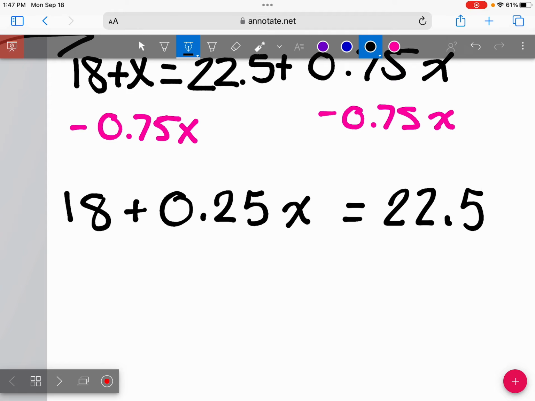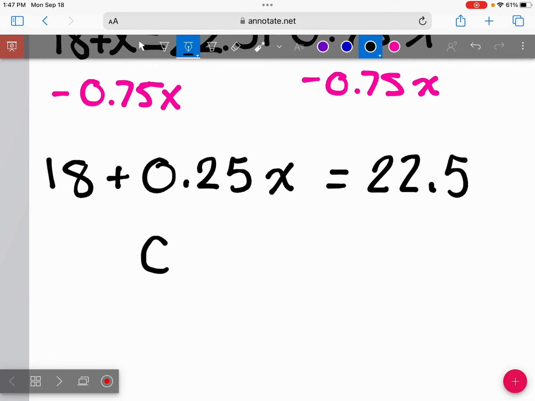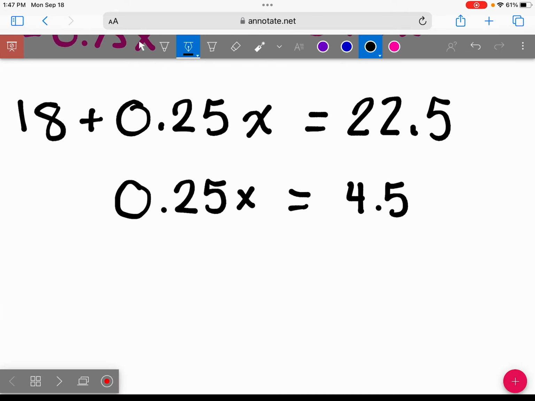Still trying to solve for x. Subtract 18. 0.25x equals 4.5. How do we get x by itself? Divide. And you can divide by the decimal, the calculators will do it. So what does x equal? It's 4.5 divided by 0.25. What was it? 18.